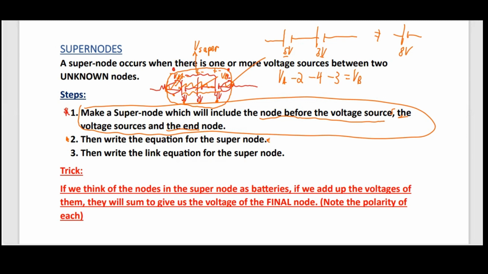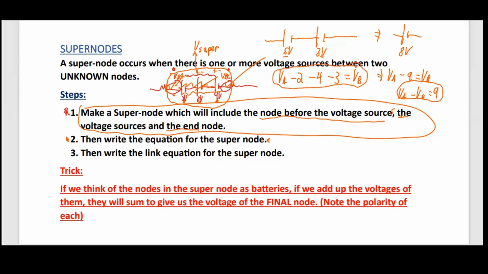And if you want, you could carry VB to the other side, or you could leave it like that. So you end up with VA minus 2, minus 4, minus 3 is equal to VB, which is VA minus 9 equals VB. Or you could carry that across and say VA minus VB is equal to 9. That is the nicer way I write it, but you need to write it like this first.